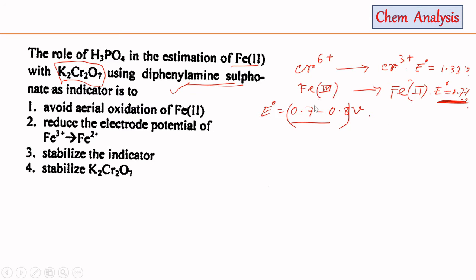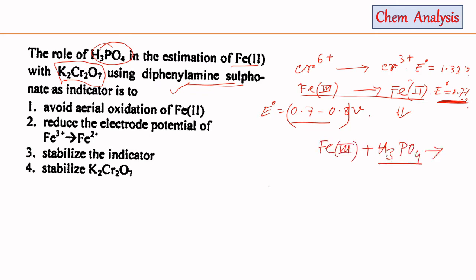Therefore, to overcome this difficulty, we have to reduce the redox potential of this iron 3 iron 2 system, and for this phosphoric acid is used. In the presence of phosphoric acid, H3PO4 will form a complex with iron 3, and therefore we reduce the concentration of iron 3, and the redox potential of the iron 3 iron 2 system will reduce.